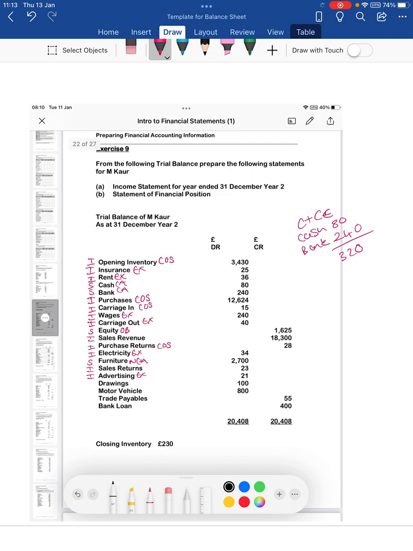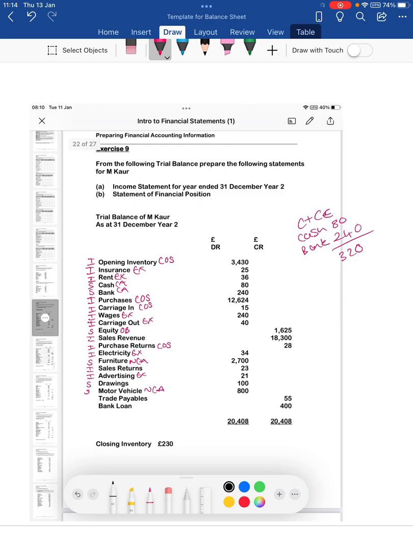We have our drawings here. Now this is something that's new to statement of financial position, so what we're going to do is put an S next to that just now. We have our motor vehicles, which again is something that we own and we expect it to last a long time, making it a non-current asset. That puts it in the statement of financial position.